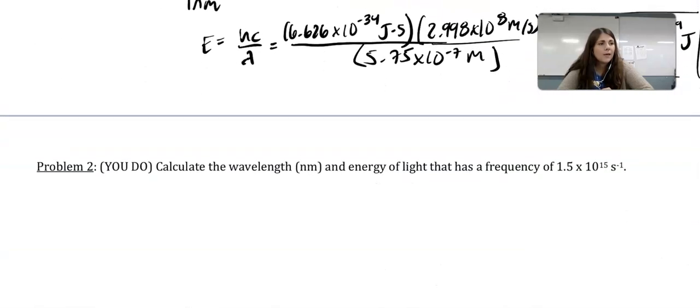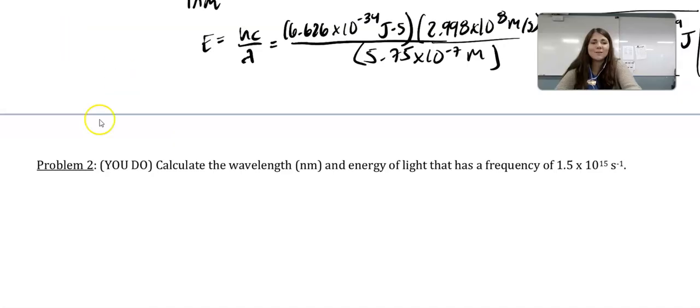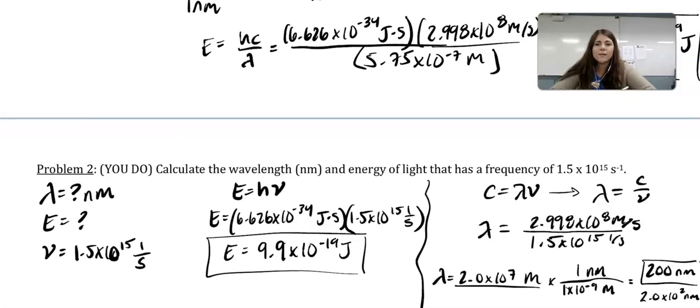All right, I have a quick problem 2 for you to try. So why don't you pause the video, try this out yourself, then click play, and I'll go over the answers. So in this one, we had to calculate the wavelength in nanometers, as well as solve for the energy of light that has a frequency of this. So here, actually, this is kind of like a two-part problem. It doesn't matter which part you start with. I ended up starting with the energy one. So here, E equals Planck's constant times frequency. I just multiplied those two values together. I ended up getting 9.9 times 10 to the negative 19 joules.